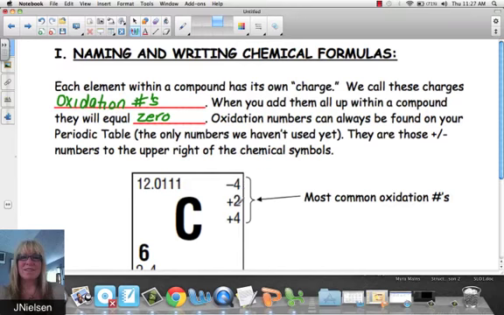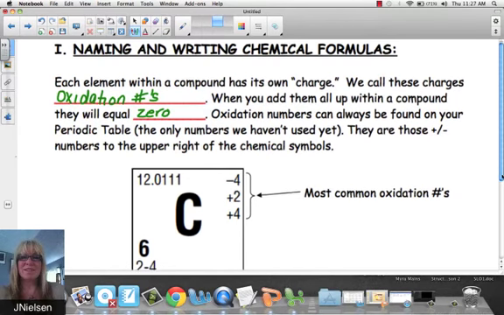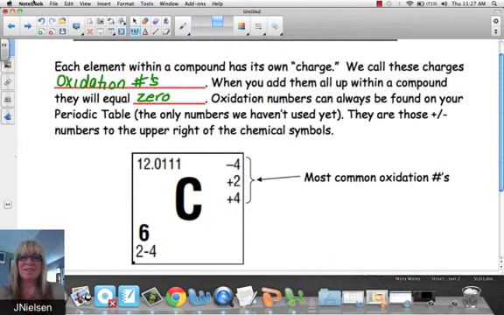Remember, if it's a positive number, it means that it's willing to lose 4 or 2 electrons, and if it's a negative number, it means it's willing to gain 4 electrons. So depending on this, in this case, what carbon is bonding with, it might either lose or gain electrons.